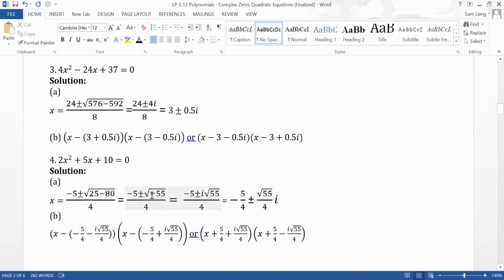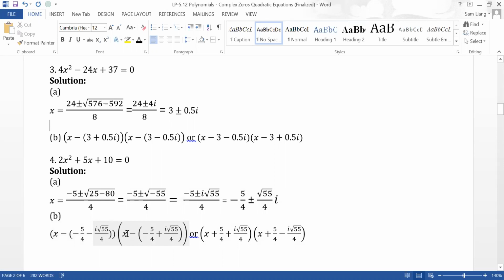To factor out the negative 1, we have an i there. So it'll be negative 5 plus or minus i root 55 divided by 4. And then divide both numbers by 4 to write it in a plus bi form. We have negative 5 over 4 plus or minus square root of 55 over 4 i. And then for your factors, you do x minus the first one, which I wrote as negative 5 over 4 minus i root 55 over 4, and the second factor is negative 5 over 4 plus i root 55 over 4.